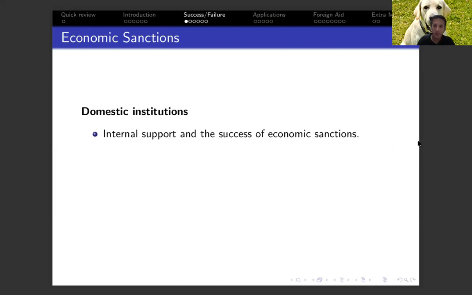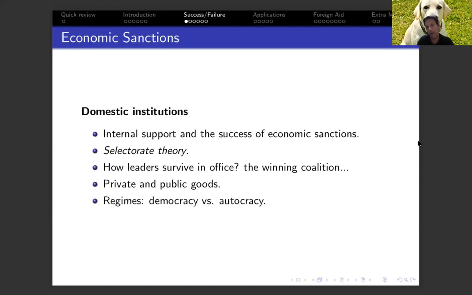To do that, we're going to rely on selectorate theory. I've already mentioned that theory once or twice, but now we'll talk about it a little bit more in detail. Selectorate theory is mostly based on the assumption that leaders' number one priority is to survive in office. They want to keep their job more than anything else, which is a very rational and logical objective to have.